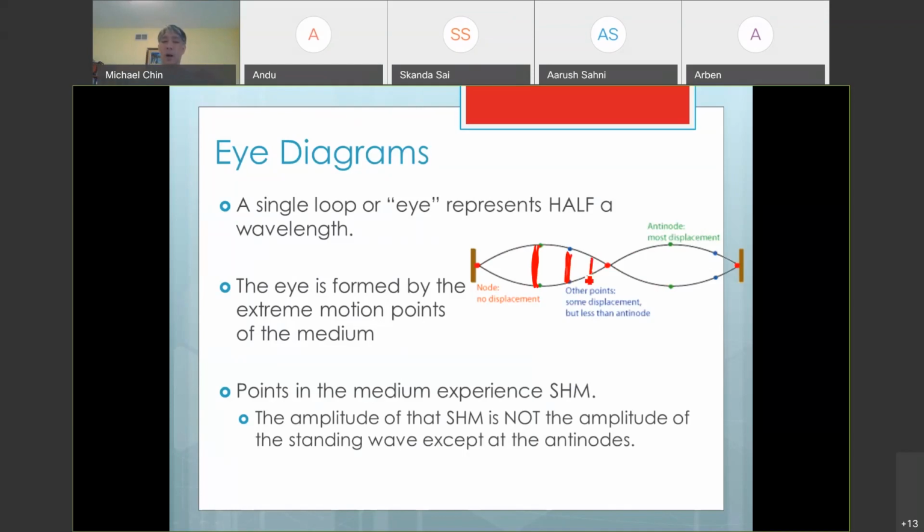Sometimes the IB does get a little tricky, and they ask you which one has a greater amplitude. They're talking about the points in the medium. You need to be able to distinguish between the amplitude of the standing wave and the amplitude of the points in the medium. So you do need to read their questions fairly closely because I've seen them get really tricky.